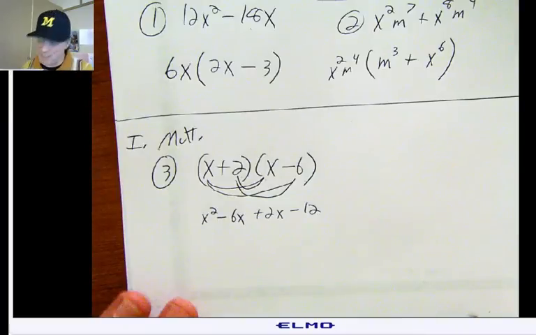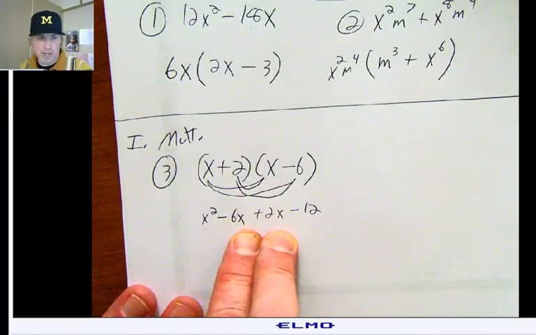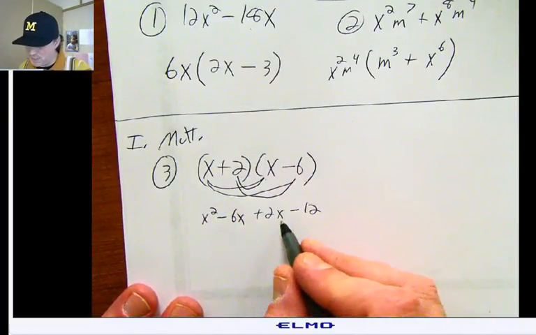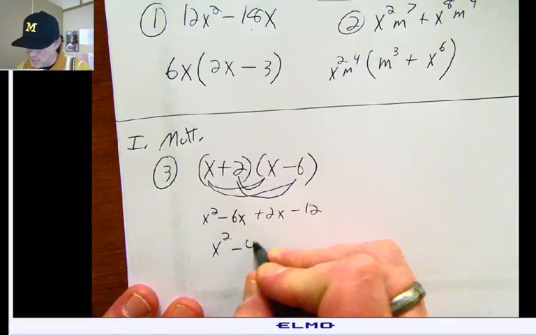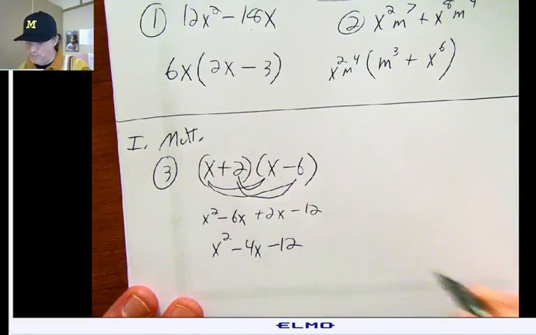There's usually at this point some like terms to add up. Negative 6x plus 2x is negative 4x. So x squared minus 4x minus 12.